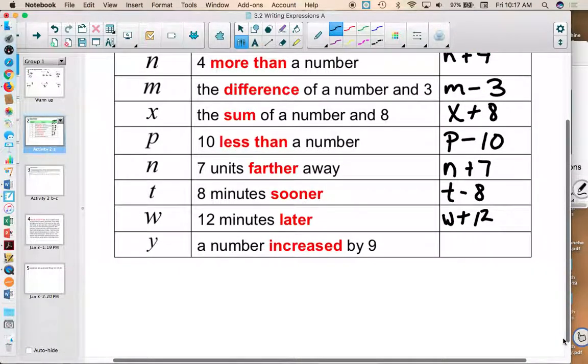And finally, Y, a number increased by 9. Y is a number that is going to be increased by 9. I'm going to ask that you would give me an answer on this one, sweetie. Monique, how would I write this one? Y plus 9. Good job. Y plus 9.